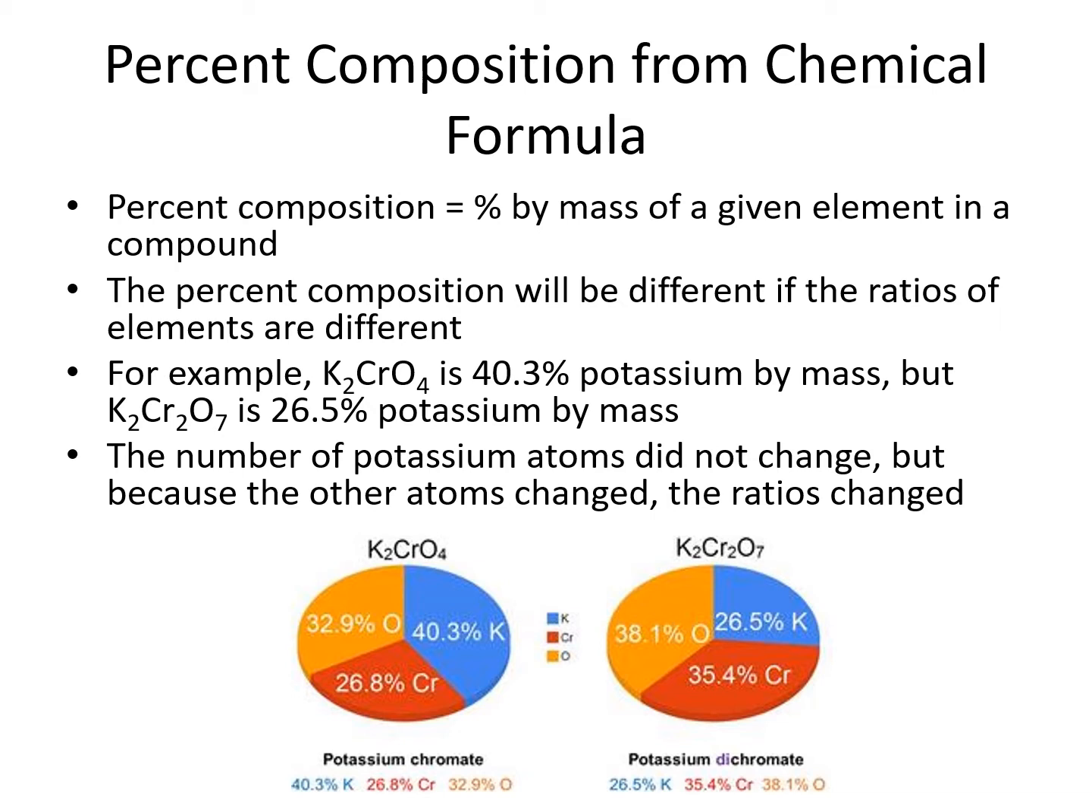On the other hand, with potassium chromate, the chromate is a smaller ion, and so the 2 potassium ions make up a larger percentage overall of the mass of the compound. The number of potassium atoms did not change, but the percent composition did change because the ratios changed.